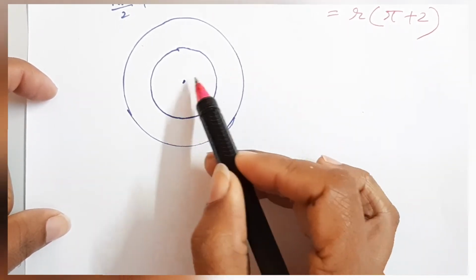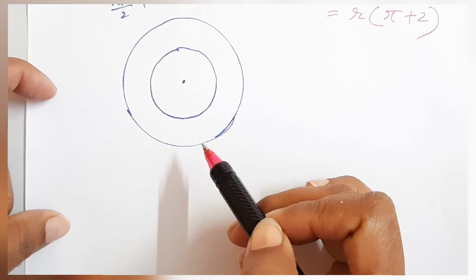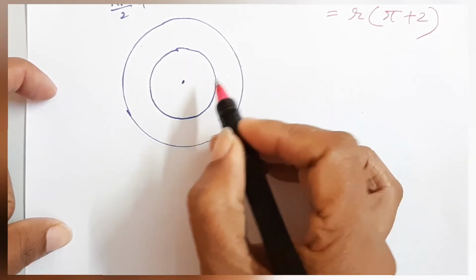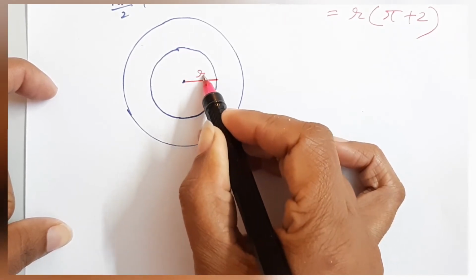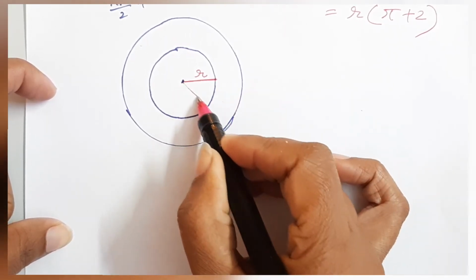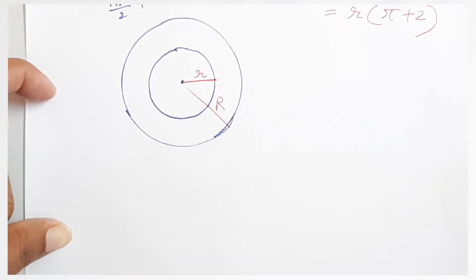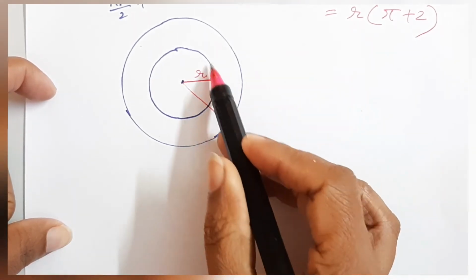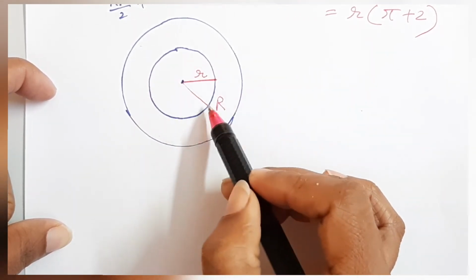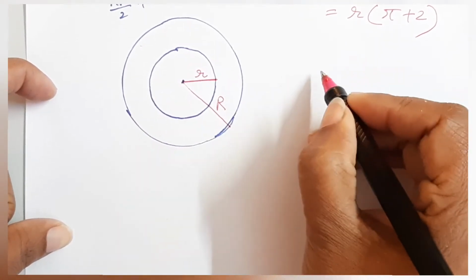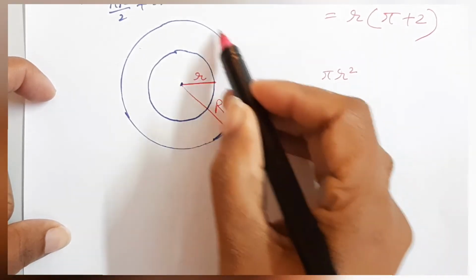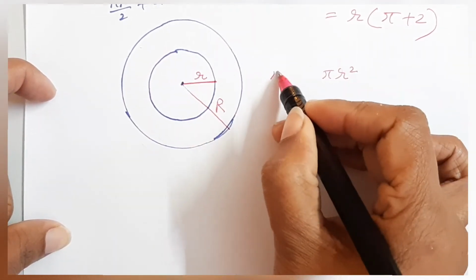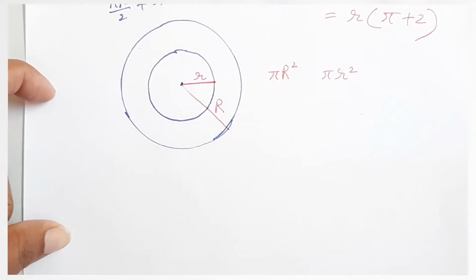Circles sharing the same center are called concentric circles. Now here, let the radius of the small circle be small r and the radius of the outer circle be capital R. Clear? So, what is the area of the small circle, the inner circle? Area of the inner circle is pi r square. And what is the area of the outer circle? That is pi capital R square.